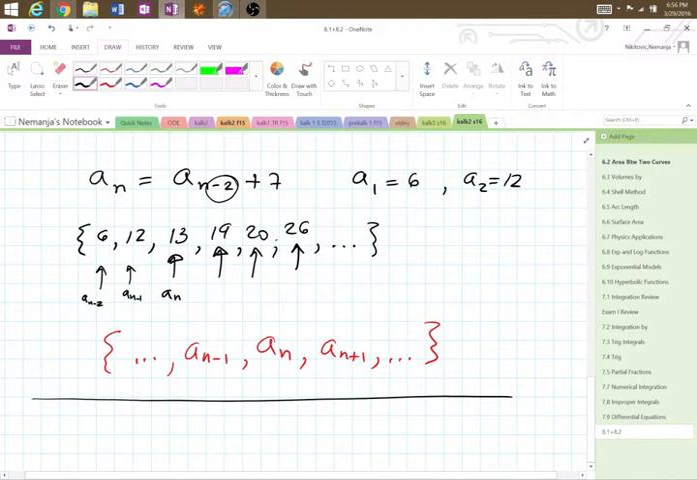Now, these are recurrence relations and so on. And now the question is, what do we do with this?